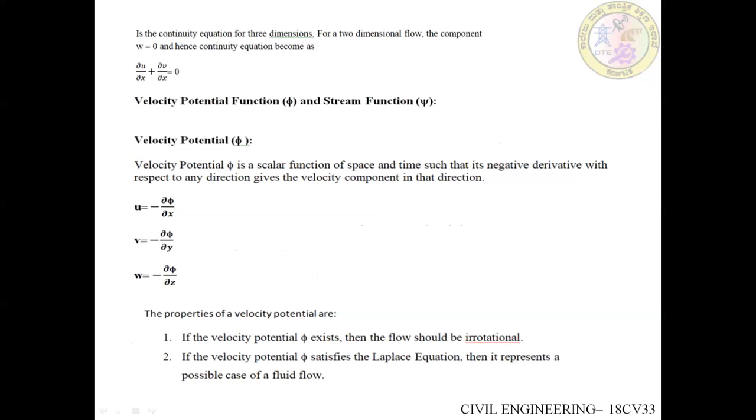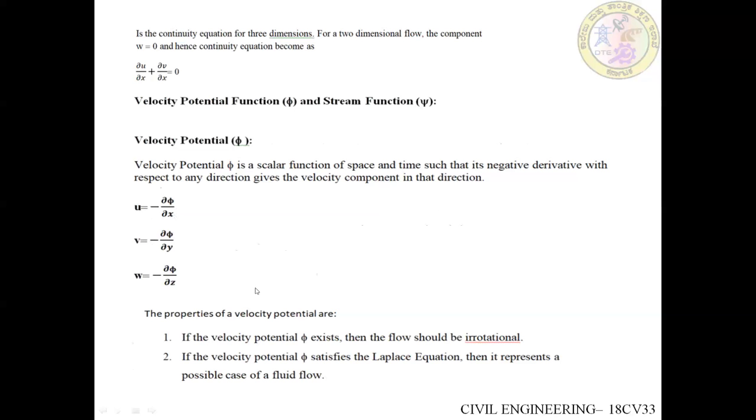Next is velocity potential function and stream function. Velocity potential function is represented by phi, and it is a scalar function of space and time. So here you can see the velocity potential: u is equal to minus dou phi by dou x, v is equal to minus dou phi by dou y, w is equal to minus dou phi by dou z. It is a negative derivative with respect to any direction, which gives the velocity component in that direction.